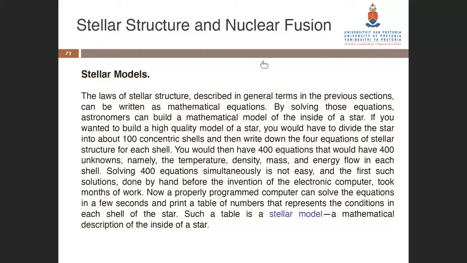You would then have 400 equations with 400 unknowns, namely the temperature, density, mass, and energy flow in each shell. Solving 400 equations simultaneously is not easy, and the first such solutions, done by hand before the invention of the electronic computer, took months of work. Now, a properly programmed computer can solve the equations in a few seconds and print a table of numbers that represent the conditions in each shell of the star. Such a table is a stellar model, a mathematical description of the inside of a star.